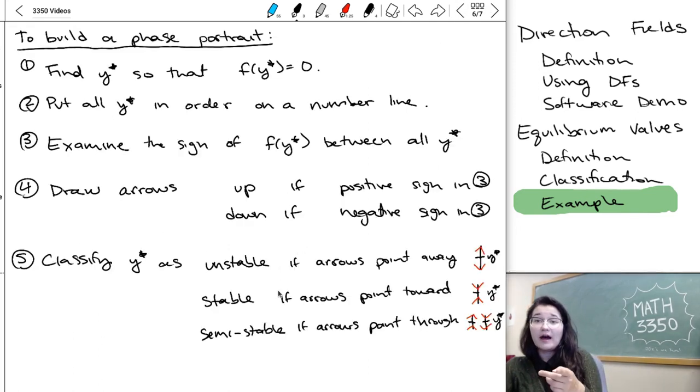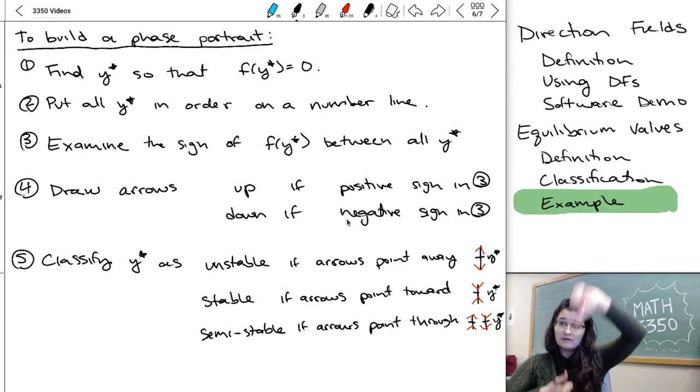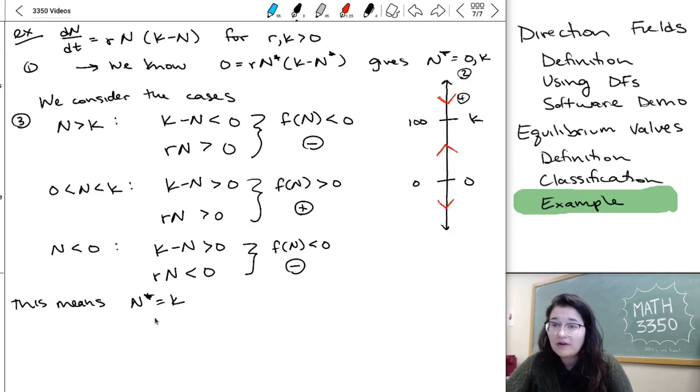And so now step 5, we classify: unstable if things go away, stable if they go towards, and then semi-stable if they go through. So in this case, when we look at n star equals k, we can see the arrows both point towards k.